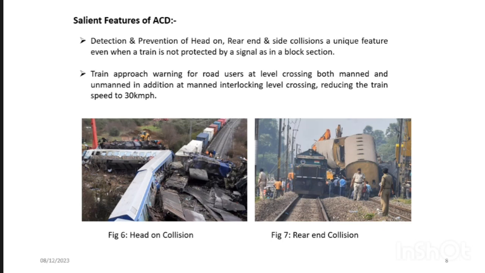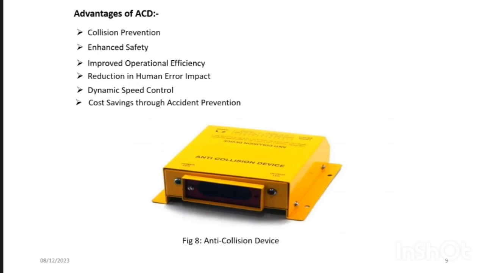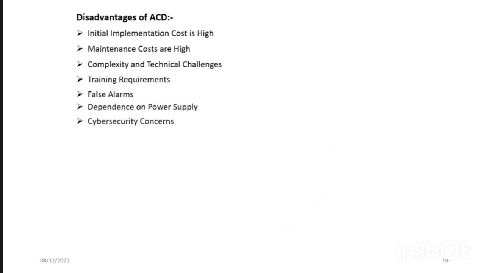Moving to the next slide, we have the advantages of ACD: collision prevention, enhanced safety, improved operational efficiency, reduction in human error impact, dynamic speed control, cost saving through accident prevention. Moving to the next slide, we have the disadvantages of ACD: initial implementation cost is high, maintenance costs are high, complexity and technical challenges, training requirements, false alarms, dependence on power supply, cyber security concerns.